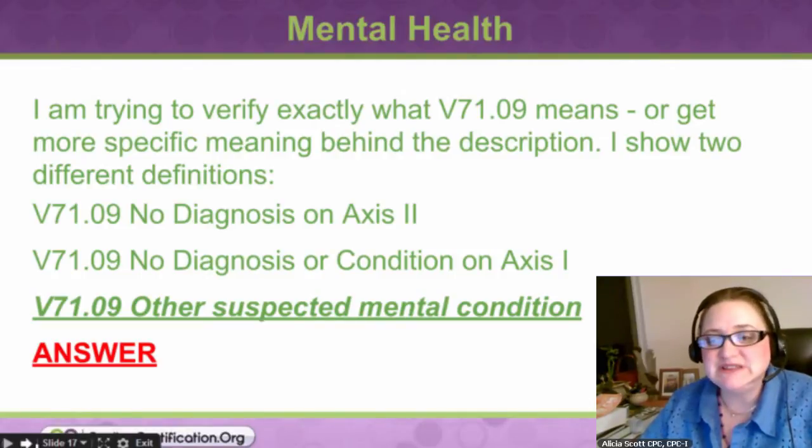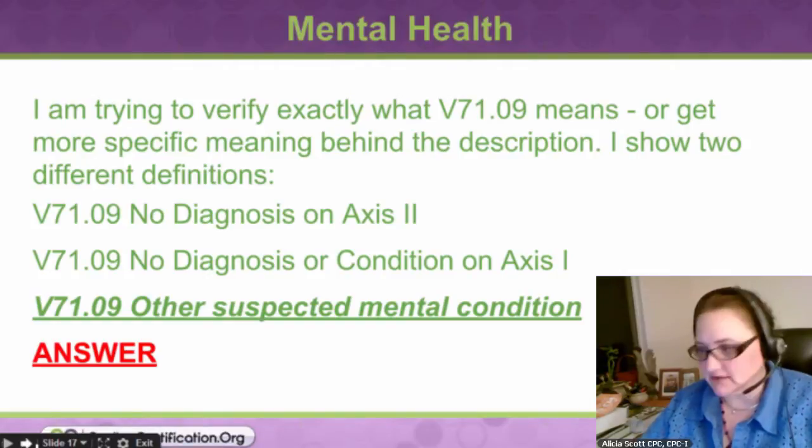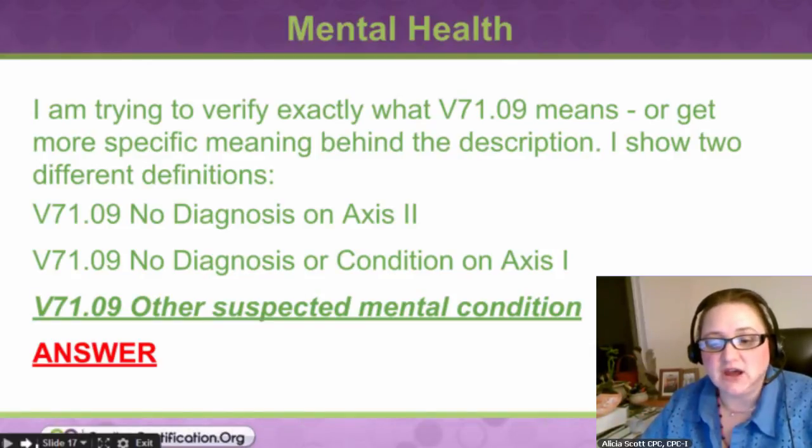Now, mind you, this is not ICD-10, this is ICD-9, okay? Or get more specific meaning behind the description. I show two different definitions. No diagnosis is on axis 2 and no diagnosis or condition on axis 1.